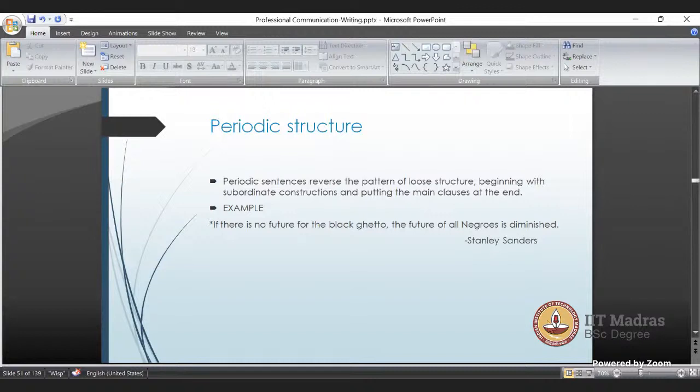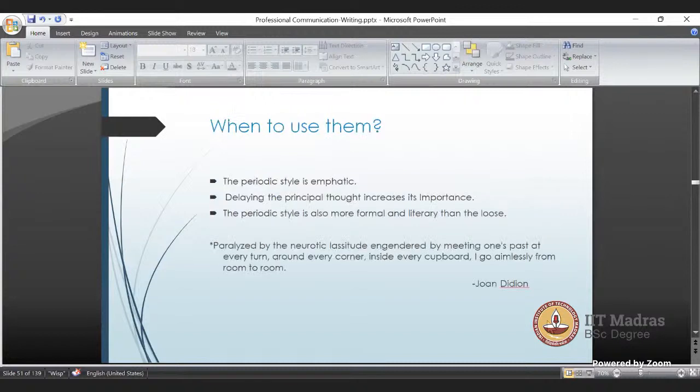But what is kept in the first part? The subordinate clause, the if conditional. That's put in the first place. Now, where do you use them? That is more important for us to know. This particular style is used when you want to put emphasis on a particular part.